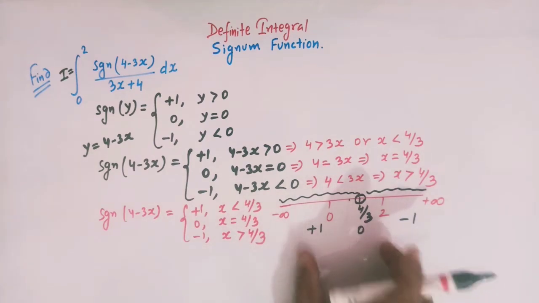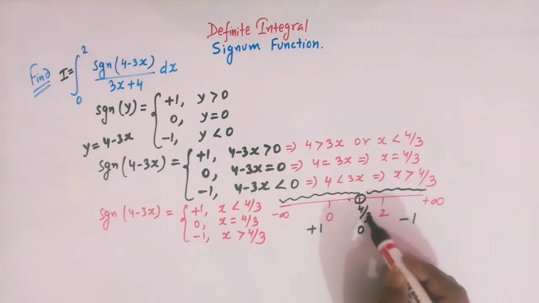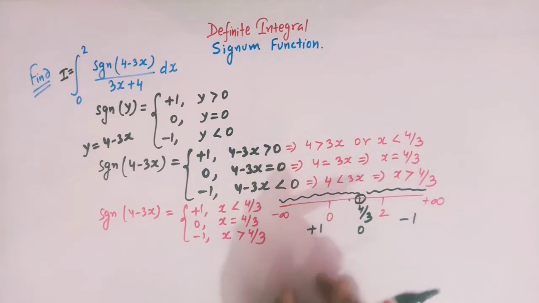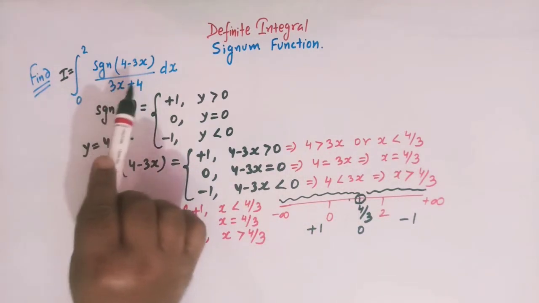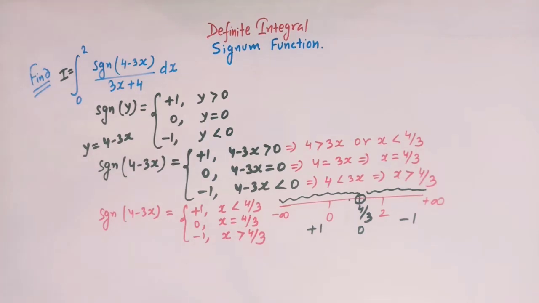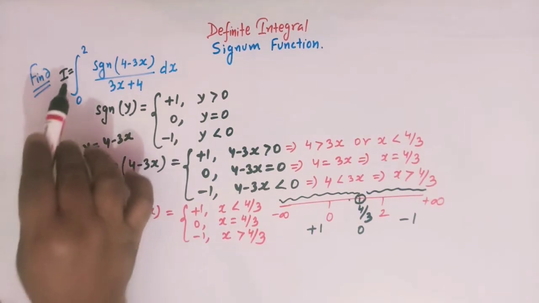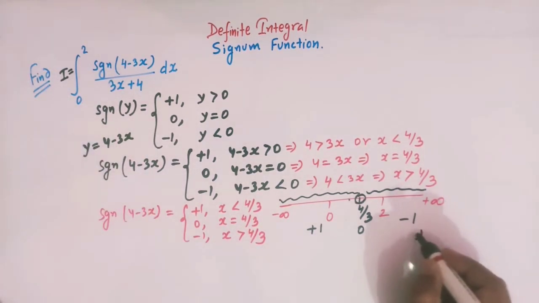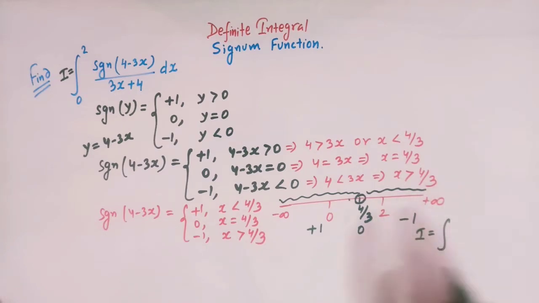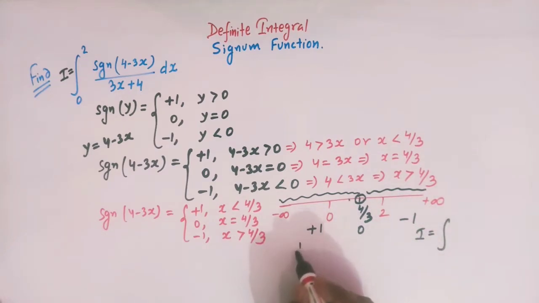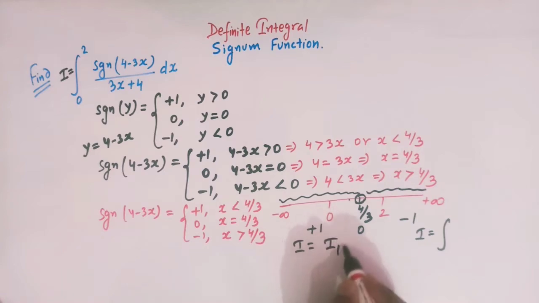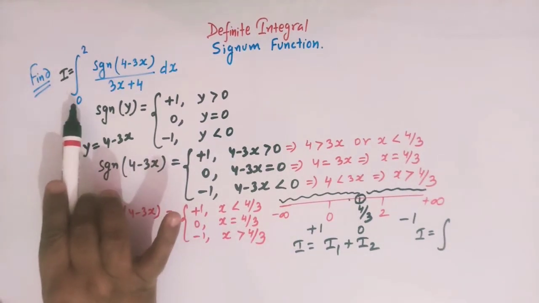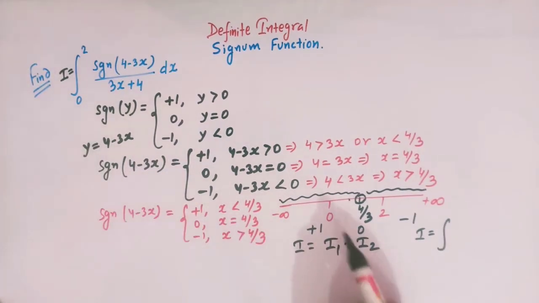So it means 4 by 3 is the point where we have to break this integral. Now this integral I can be written as I1 plus I2. So I1 goes from, see, the lower limit is 0, so we'll go from 0 to 4 by 3.